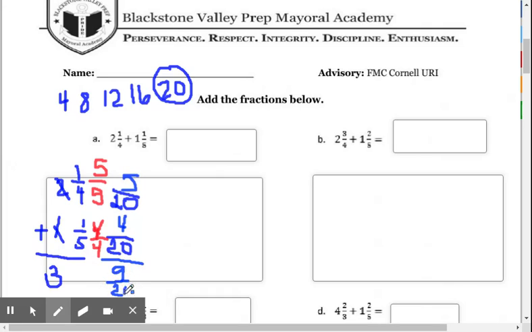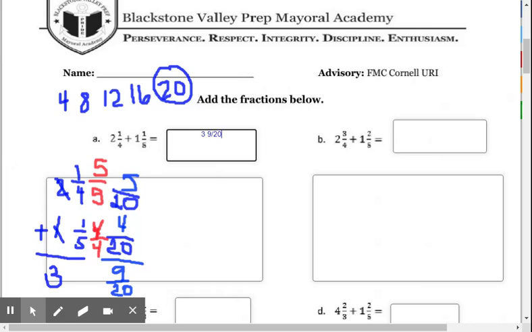over 20. Now, when you get to this point, you always have to say, is this improper? Is it improper? No. So I'm good. My answer is 3 9/20. I also have to say, can this be reduced? Well, the factors of 9 are 1 times 9, and nothing times 9 is 18. And then 3 times 3, and nothing times 3 is 20. So this is in simplest form. So up here, you would type 3 space 9/20.